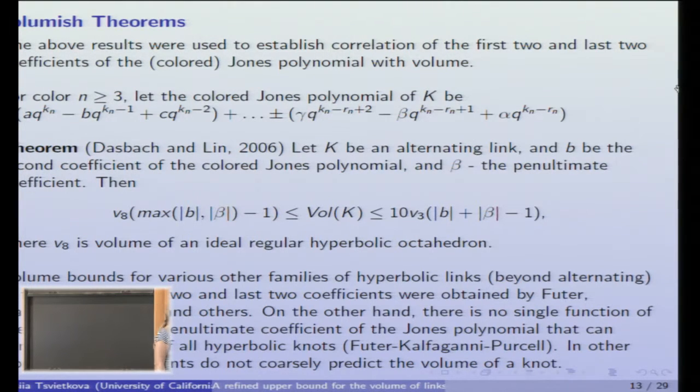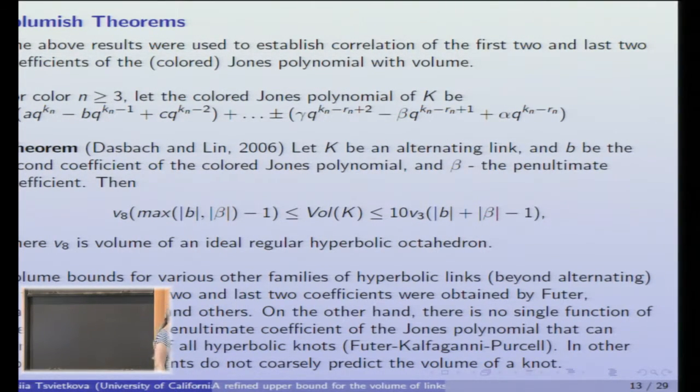And then Dasbach and Lin proved something they called the volumish theorem. So let K be an alternating link, let b be the second coefficient, and beta the penultimate coefficient. And you can write this bound. So in a way, this is rewriting the bound in terms of twist number, now in terms of Jones polynomial coefficients. But of course, you need formulas for the coefficients to do this, right? So this is almost like the lower bound, just slightly better because there is the volume of the regular ideal octahedron involved. We have the maximum of the two, and on the upper side we have the sum of the two coefficients.